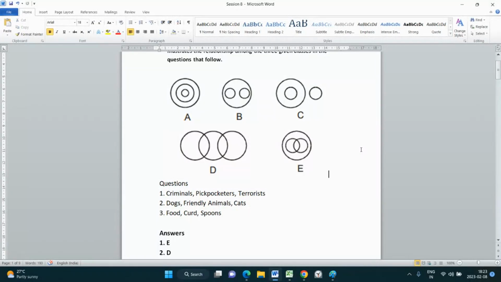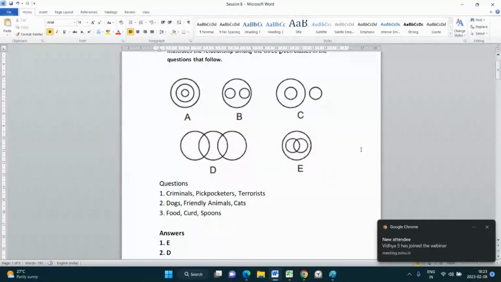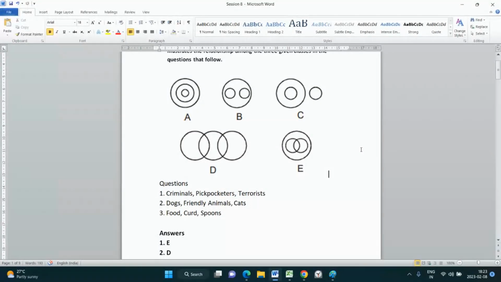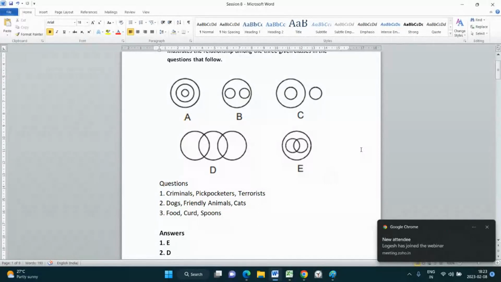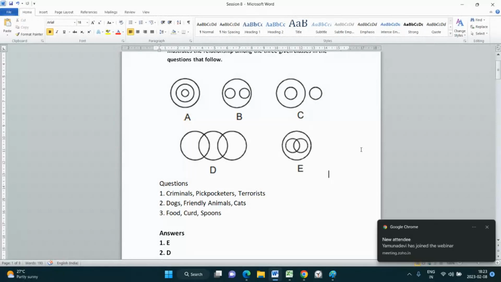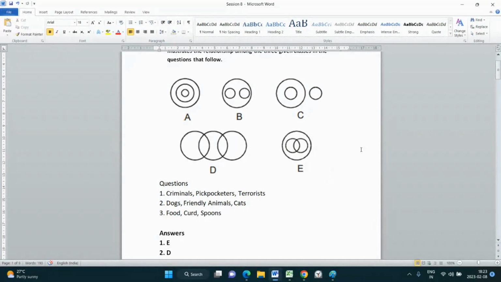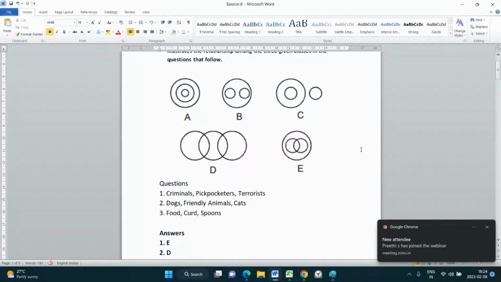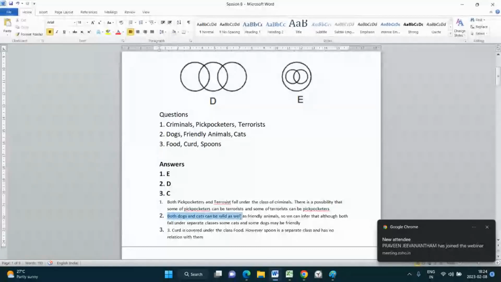Dogs, friendly animals, cat. Dogs and cats are friendly animals. Sometimes, if somebody hits a dog on the street, it will go wild and bite everybody, bite the trespasser, the general public. If somebody throws a stone at the dog in the street, the dog will become wild. Cats are also like that. If you trouble the cats, cats also will become wild. They will also bite you. So both are friendly animals. They are also animals. So both dogs and cats can be wild as well as friendly.